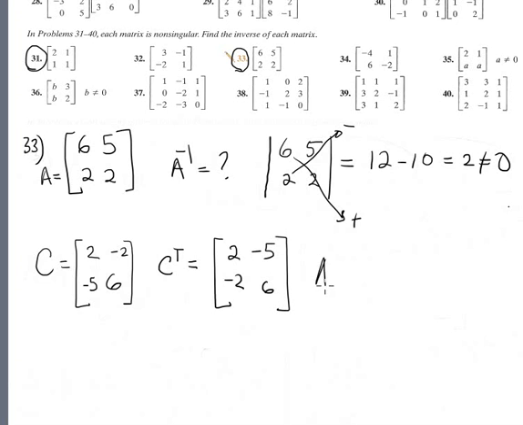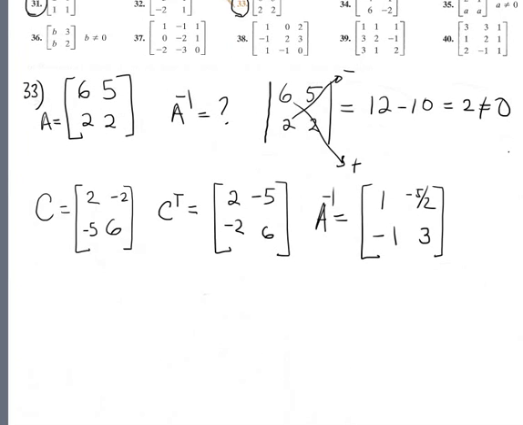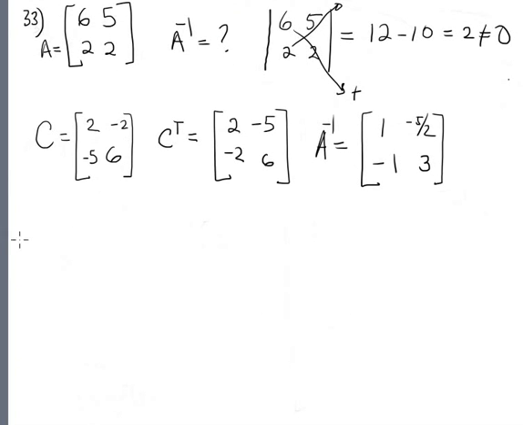And finally the inverse is the cofactor transpose divided by the determinant, which is 2. When you divide, this one is 1, negative 5 over 2, negative 1, and 3 because it's 6 divided by 2. So you divide every element by 2. Okay, now this is the answer. Let's do the verification by multiplication: the original matrix times its inverse, in this order.